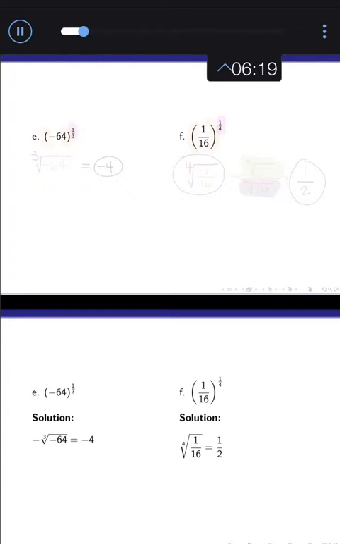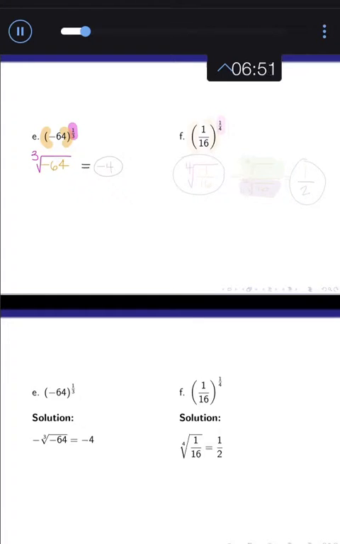Let's look at E. Well, on E, we've got the 1/3 exponent, which means this is going to turn into a cube root of, well, what's inside the parentheses here on E, which is a -64. So the -64 will be on the inside of the cube root. So this problem is asking, what number multiplied by itself 3 times is a -64?